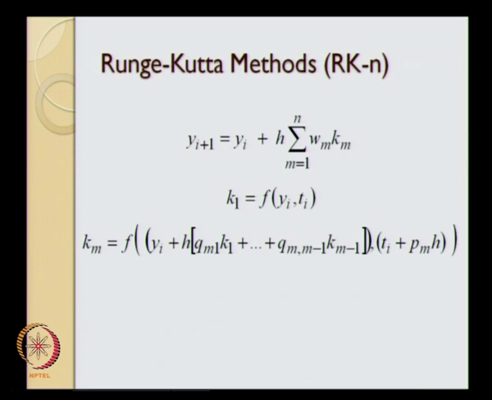Now, when we go to an RKn, we will have a general formulation of this type, where it is a weighted sum of k1, k2 up to kn, where k1 is the slope computed at y, t, and k2, k3, k4 and so on are the slopes computed at internal points.